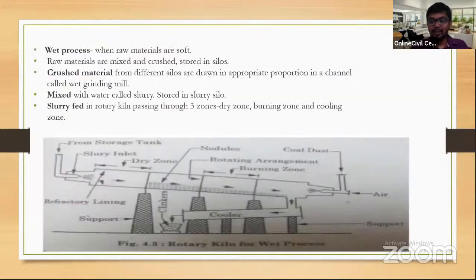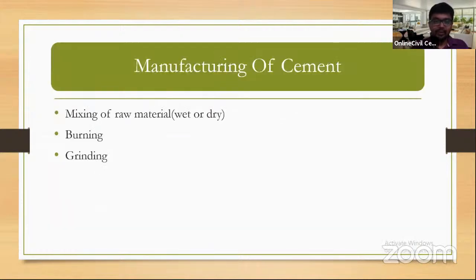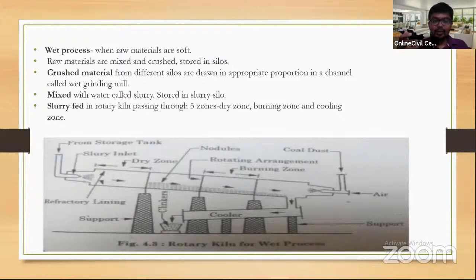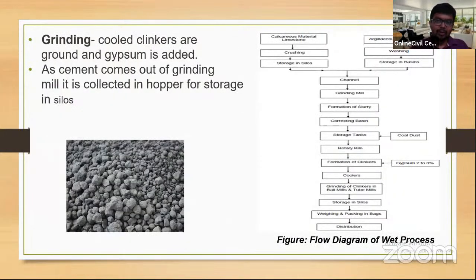In the wet process, the materials are already wet, so they are soft, and raw materials are crushed and stored in silos. After the silos, the proportion is decided, and the particular proportion is run through a channel into the grinding mill. So as you see, the next process is burning and grinding. In the wet grinding mill, it is mixed into slurry, and the slurry is stored in another silo. That slurry, which contains the wet crushed material, is fed into the rotary kiln, which is passed through certain zones: drying, burning, and cooling zones. And after that, you move on to the next stage.